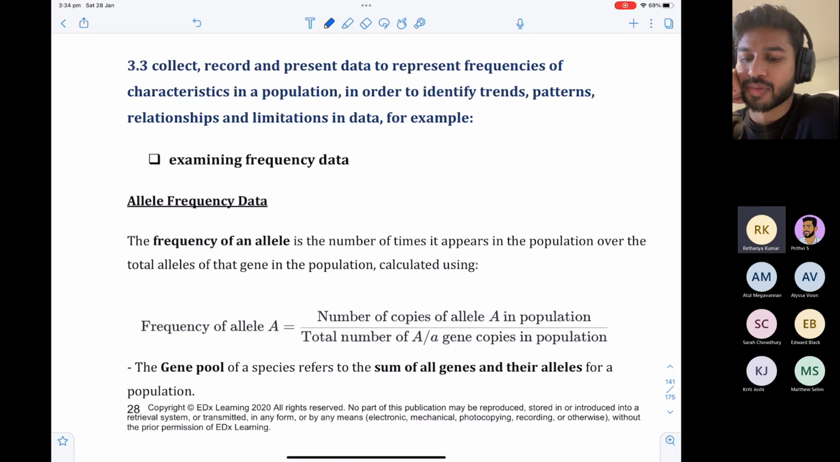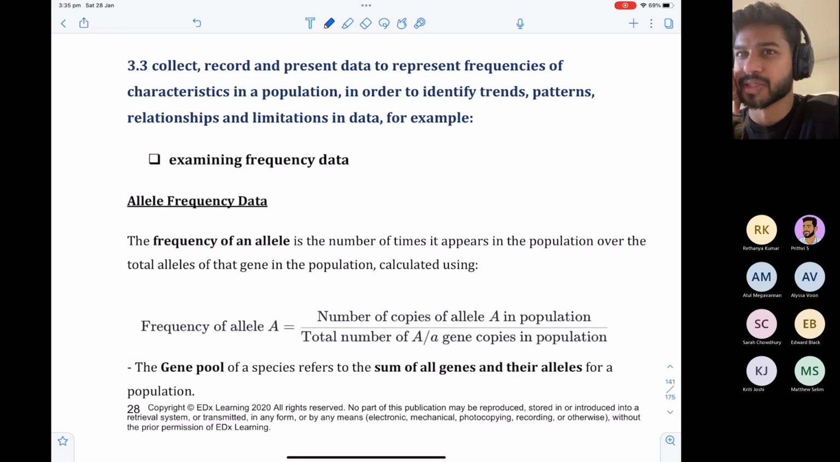Just the relationships, like graphs, to determine characteristics. Pretty much the conclusion of this dot point, which I want you all to remember, is you are going to be given genetic data. You will have to analyze it, full stop, right?